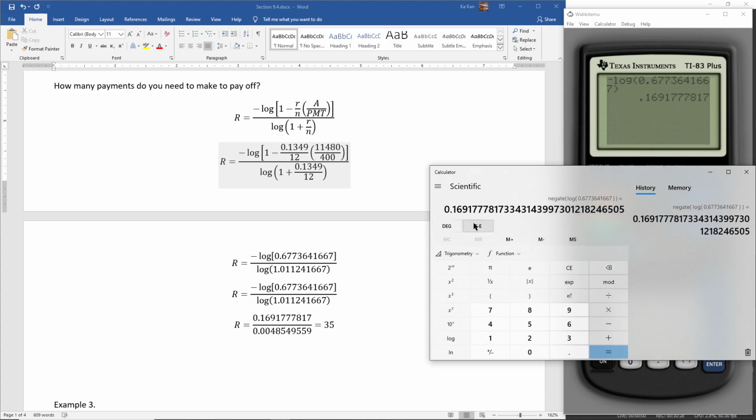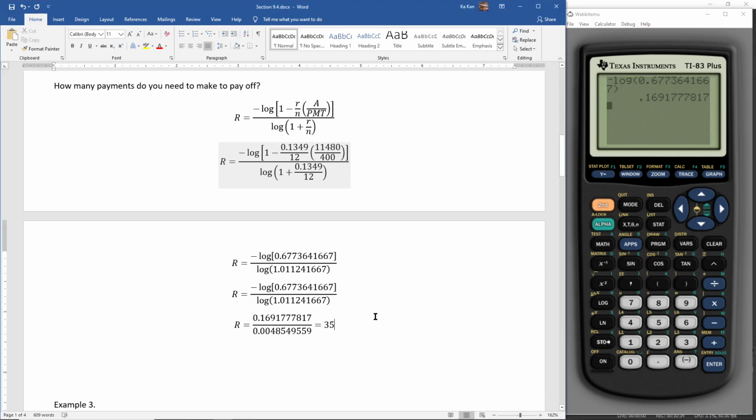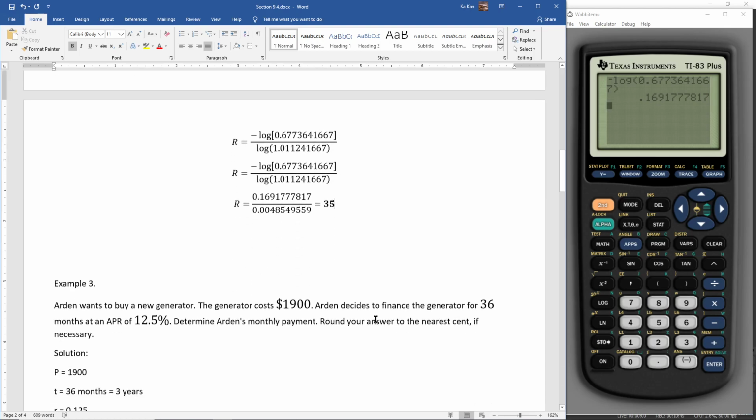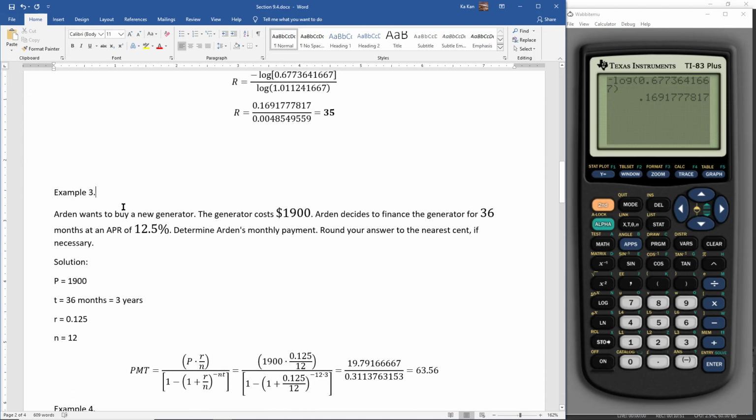So it's the same thing. It's a little bit different. I get it. Just have to be careful. And what you would get is like 34.80 or something like that. Round it up, right? You cannot have 34 and a half months. 35. Meaning it would take you 35 months to finish paying off this credit card. The last payment is going to be a little bit smaller. So now, let me go down to example 3.